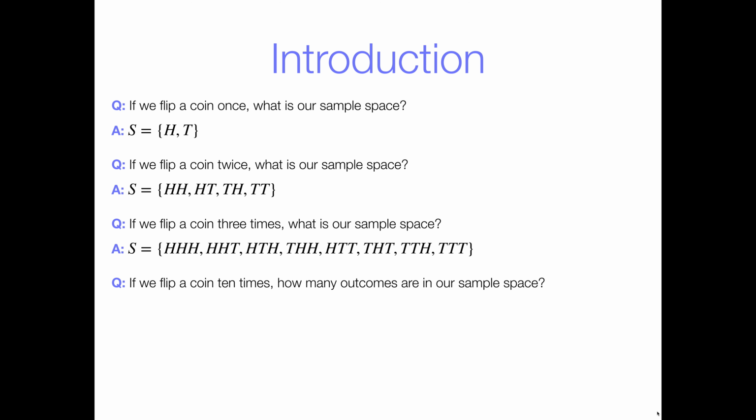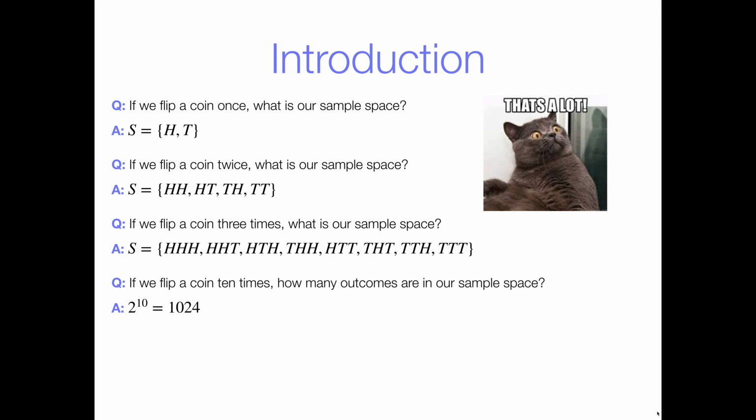Okay, let's skip ahead. Now I want to flip a coin 10 times, but I don't want you to list out the sample space. I just want you to tell me how many outcomes are going to be in it. Well, when we flipped a coin once, there were 2. When we flipped a coin twice, there were 4. When we flipped a coin 3 times, there were 8. So there are 2 to the n things in our sample space, where n is the number of flips. So here it would be 2 to the 10th, or 1,024 things in our sample space.